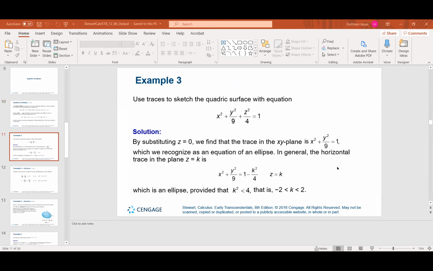So here's the PowerPoint. It says use traces to sketch this surface. So let's use traces to sketch the surface. Let's use the XY traces. When we use the traces, we're going to let one of the variables go to 0, and we're going to use those traces here.